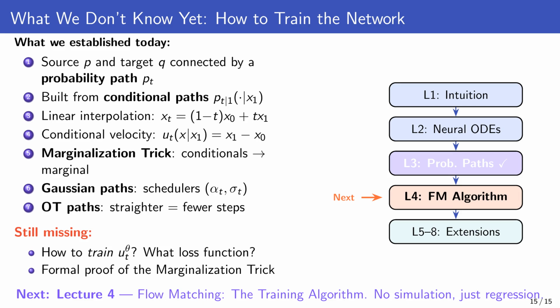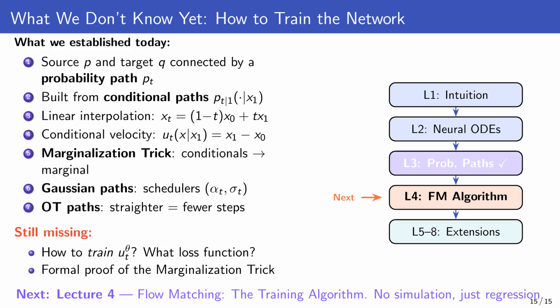Sixth, the marginalization trick guarantees that combining conditional paths recovers the correct marginal path. Seventh, Gaussian paths provide a flexible family parameterized by schedulers, with the OT path being the kinetic energy minimizing choice that enables fast inference. But there is a critical piece still missing. We know what paths to design and what velocity to target, but we have not said how to actually train a neural network to learn the velocity field.